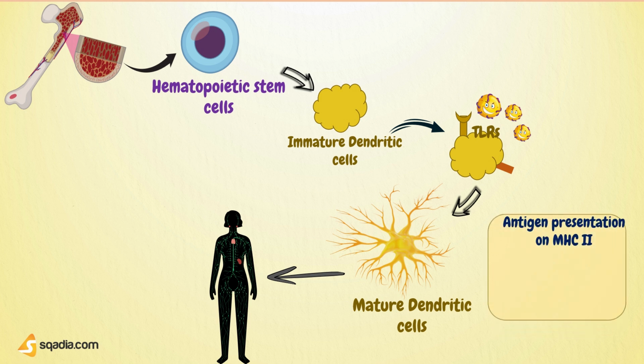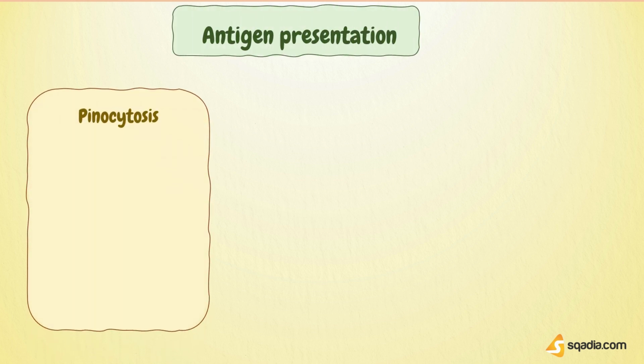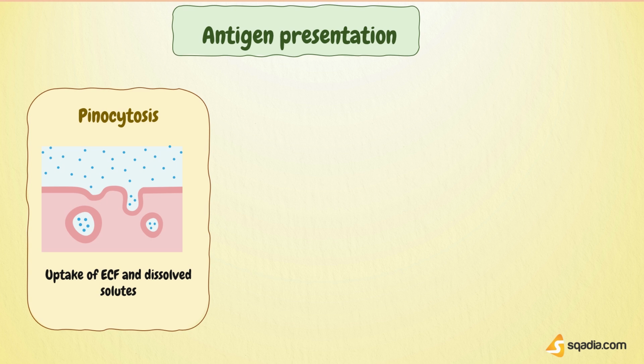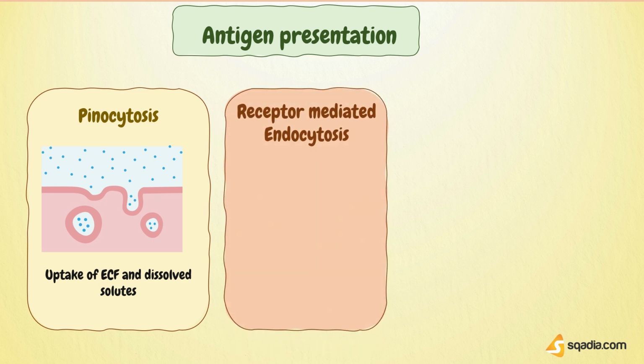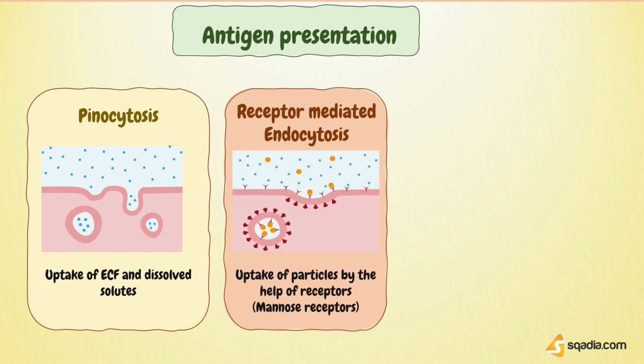The immature dendritic cell engulfs the pathogen and breaks down its proteins, which it presents on its surface using MHC molecules once it matures. At the same time, the cell surface receptors that act as co-receptors in T-cell activation are upregulated by dendritic cells. Dendritic cells are highly efficient at taking up antigens by pinocytosis, which is the process of uptake of extracellular fluids and dissolved solids, mainly antigens, or through receptor-mediated endocytosis, which is a form of endocytosis or inward movement in which receptor proteins on the cell surface are used to capture a specific target molecule. And the receptors involved here are usually mannose receptors.